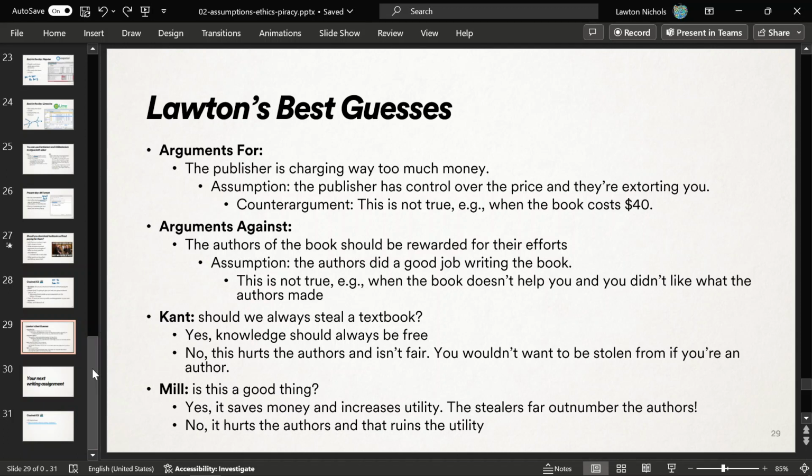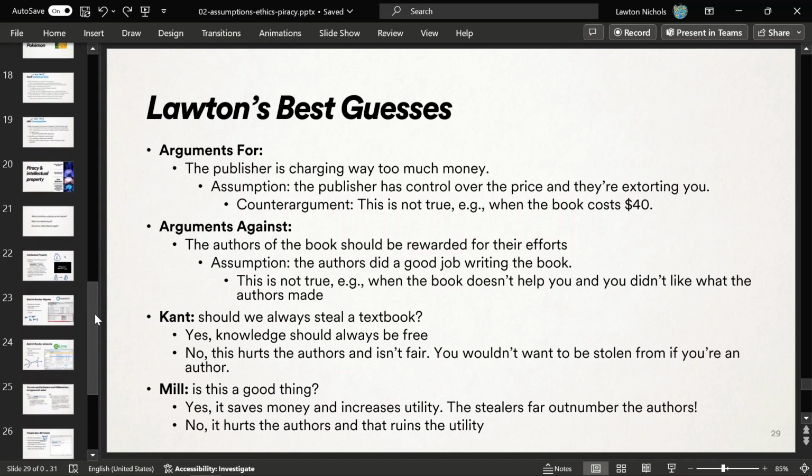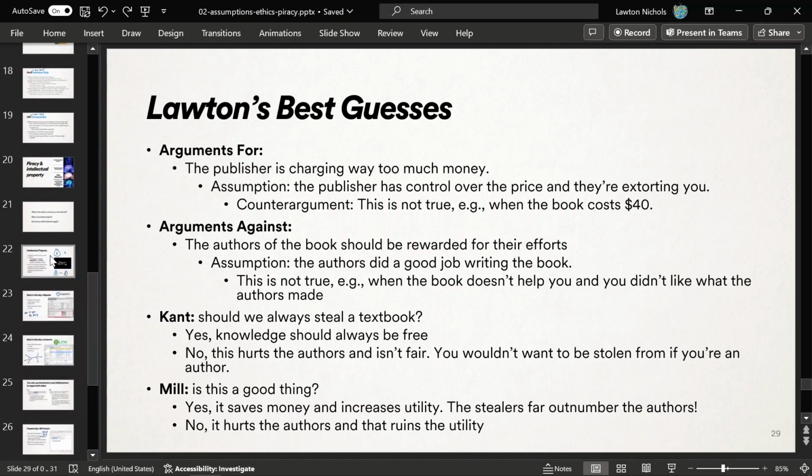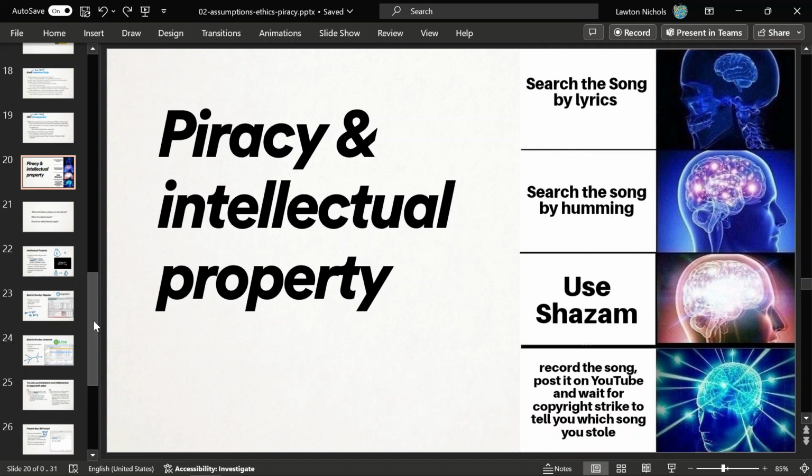Okay. So, are there any questions about any of that? That was ethics and piracy, applying our theories to something we know about, something computer sciencey.